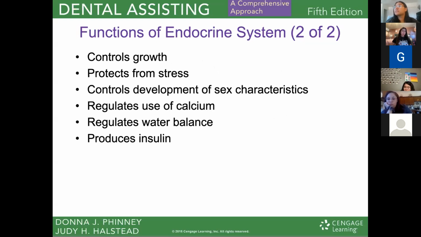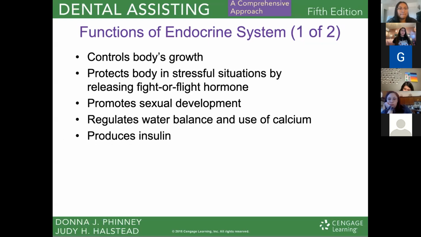Another thing that it does is it controls growth. Oh, we said that already. Okay, I didn't say these things here. So the first part of it was it protects the body from stressful situations by releasing the flight hormone, which is adrenaline. Promotes sexual development and regulates water balance and the use of calcium.